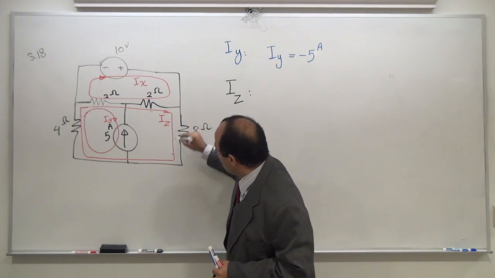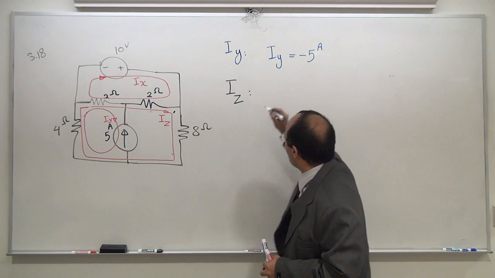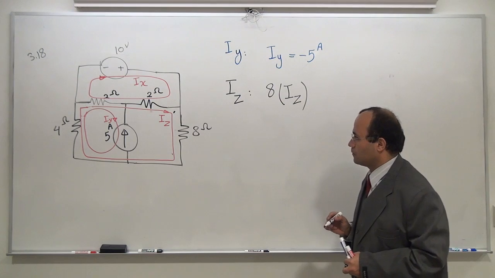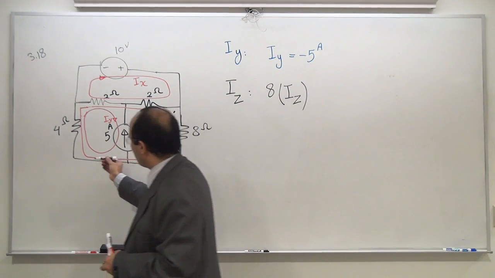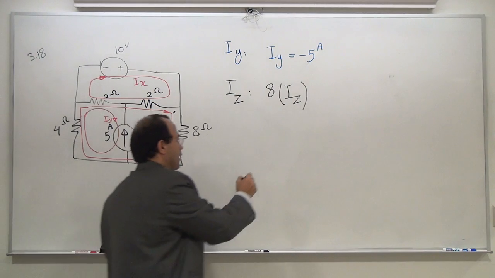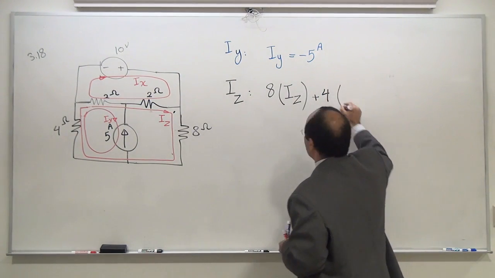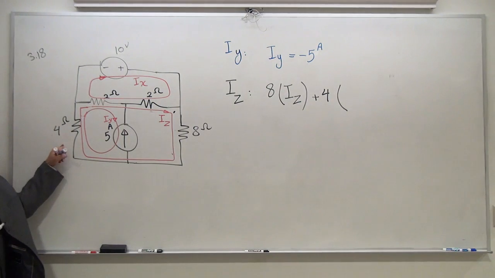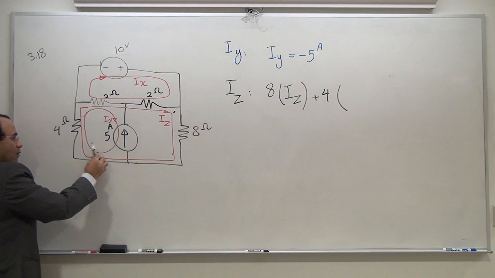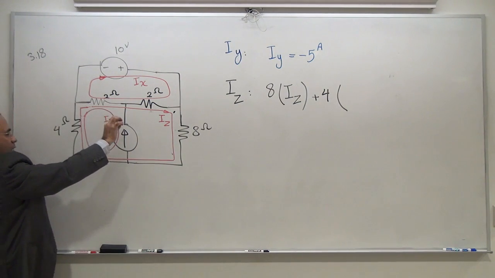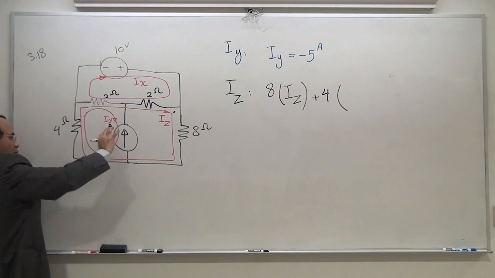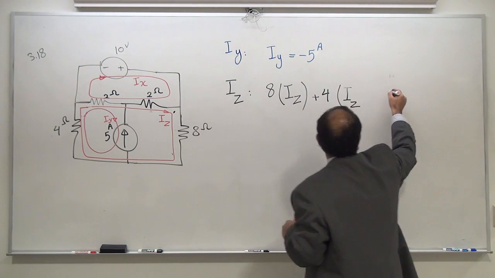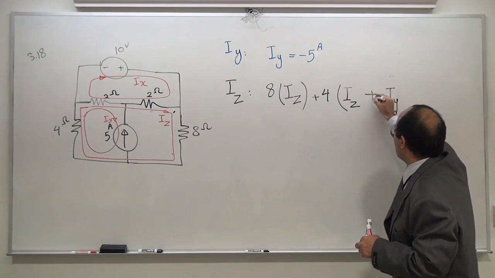For loop Z, let's begin from this end. That's simpler. I see 8 ohm. I see IZ and I don't see anything else. Then I continue my trip. I come in and I see 4 ohm. And in that 4 ohm, I see 2 loop currents. IZ is the master coming up. IY is the slave coming up. Both of them are coming up, the same direction. IZ is the master, IY is the slave, but they are in the same direction.